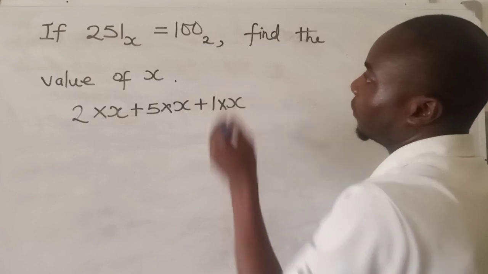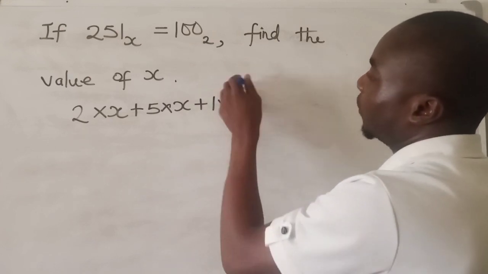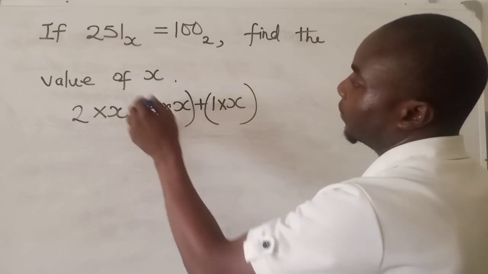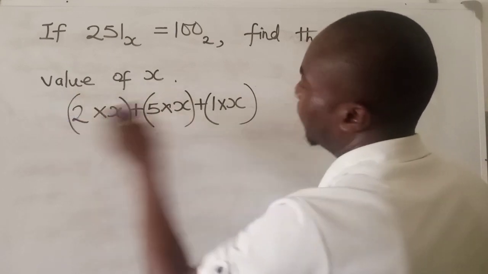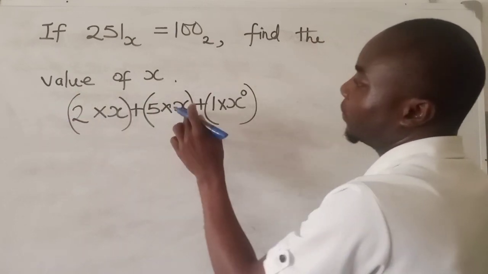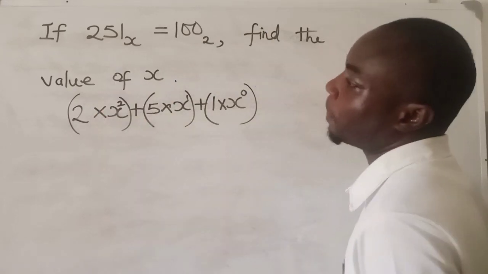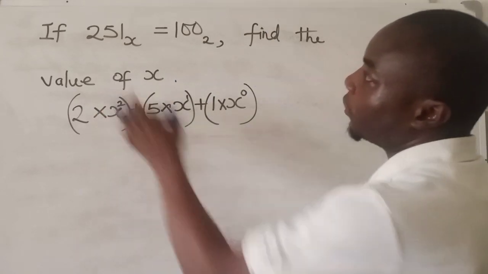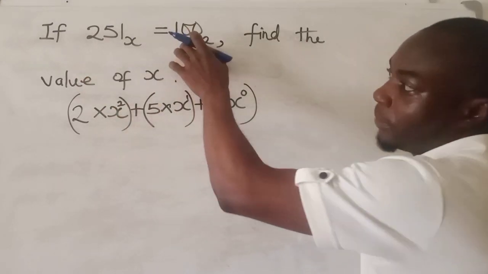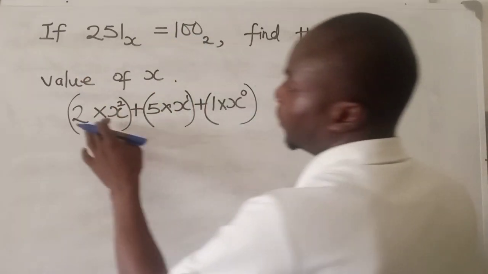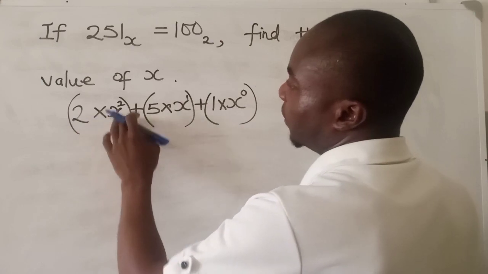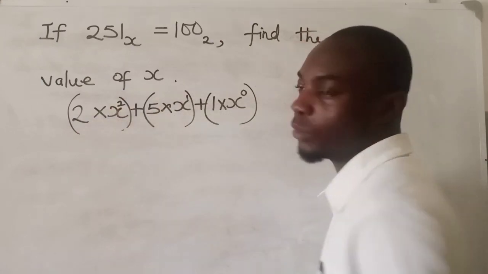times the base of x. This will be in brackets. This will be raised to the power of 0, the power of 1, and the power of 2. Then when we're done with this part, we'll attend to the other part as well. Here we have 2 times x raised to the power of 2. x raised to the power of 2 is x squared.